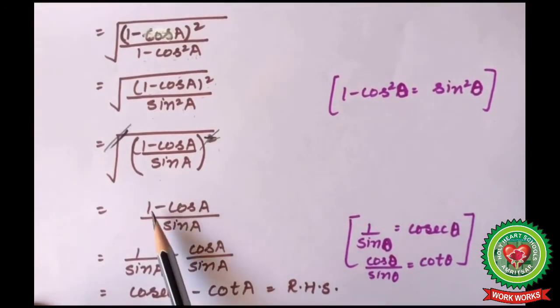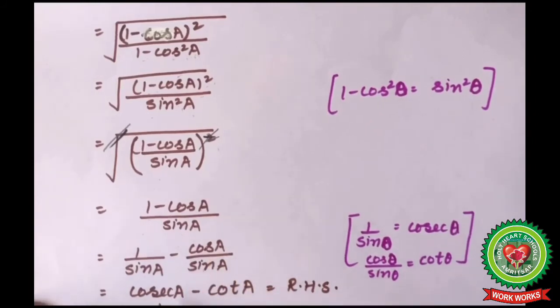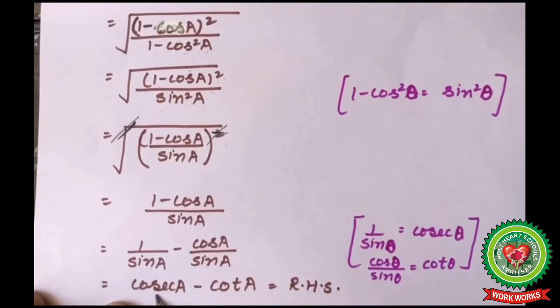Now we are going to write down these terms separately to get the final answer. So 1 minus cos A upon sine A will be written separately as 1 upon sine A minus cos A upon sine A. Now 1 upon sine A is equal to cosecant A and cos A upon sine A is equal to cot A. So we got the final answer as cosecant A minus cot A, which is equal to the right hand side.